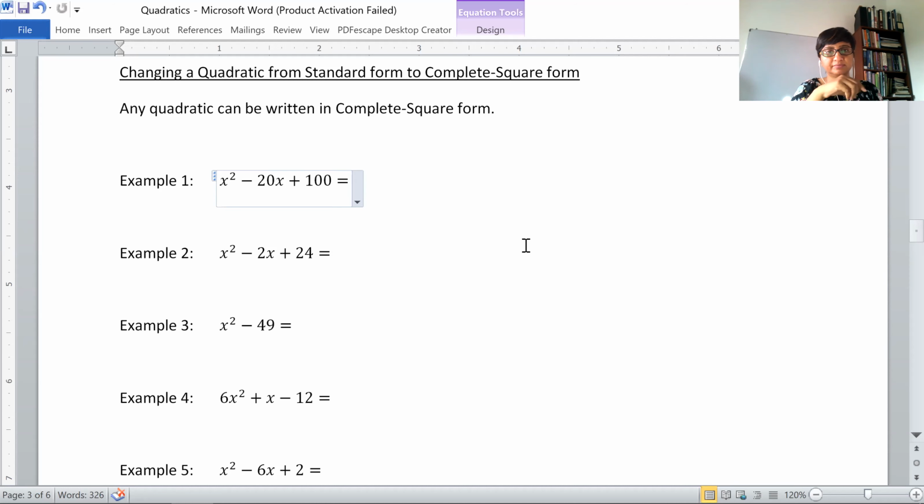So the first one, you will have something square, and you have to put all the x's in that square. And then a number will come. So what you get there is x minus half of 20, which is 10, because that 20x piece you cut in half. So you get 10 and 10.